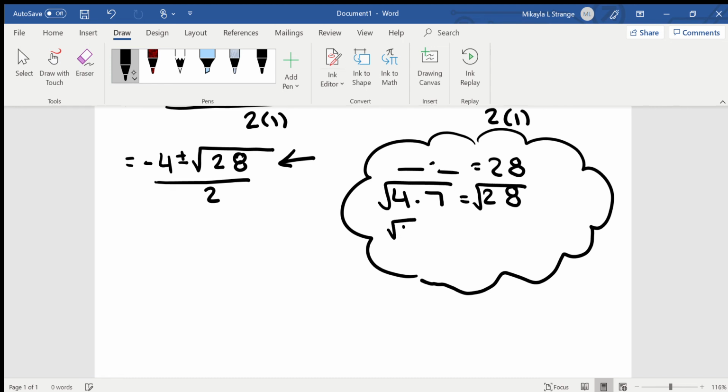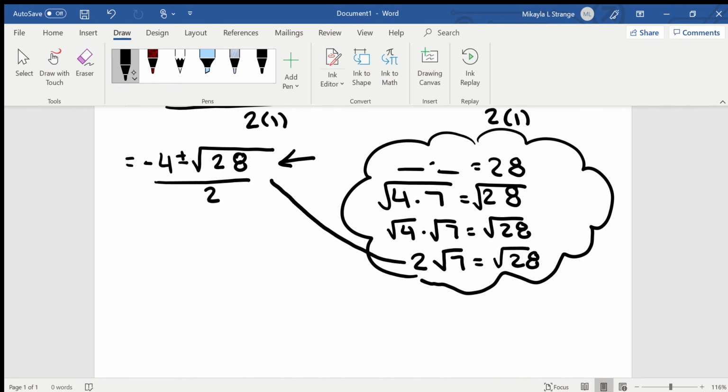And that's going to be the square root of 4 times the square root of 7 equals the square root of 28. The square root of 4 is 2. And we can't find the square root of 7. So I'm just going to keep that as 2 square root 7 is equal to the square root of 28. Because of that, I can take this number and replace it with that. That's going to give me negative 4 plus or minus 2 square root 7 all over 2.